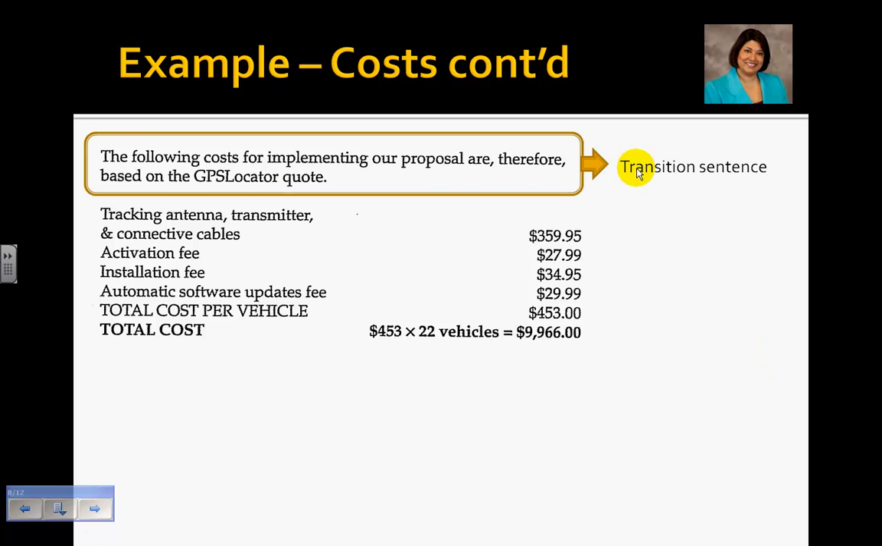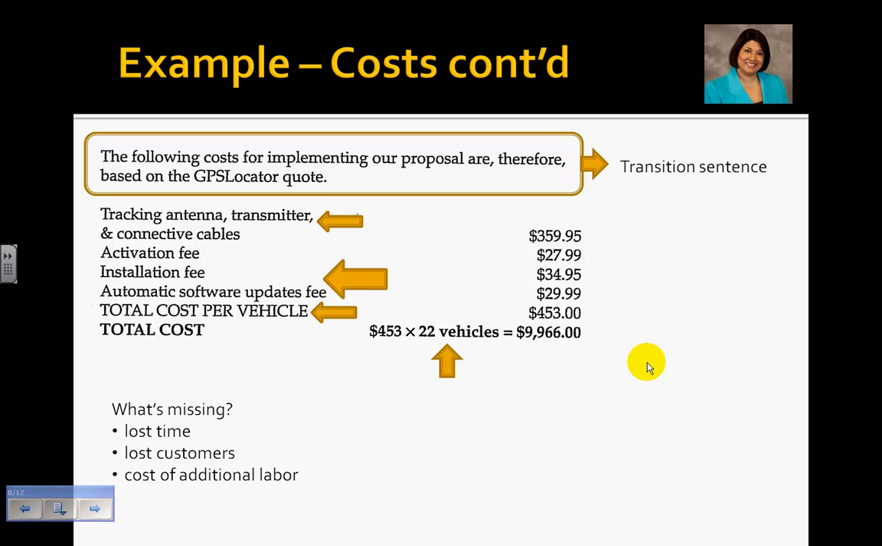First, there is a transition sentence. You don't want to just have costs and then list. You want to give the reader an idea or a transition into the state of mind you had when you were estimating costs as well. You'll notice here that the author uses materials costs: the antenna, the transmitter, and cables. They've also then organized all the fees together and given a per vehicle cost. Now, they don't leave it there for the reader to make the connection between one vehicle and 22 vehicles. Instead, they include the total vehicle cost of 22 vehicles at a little over $9,900.